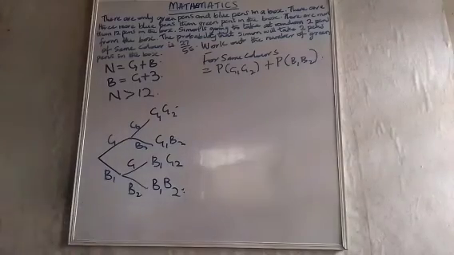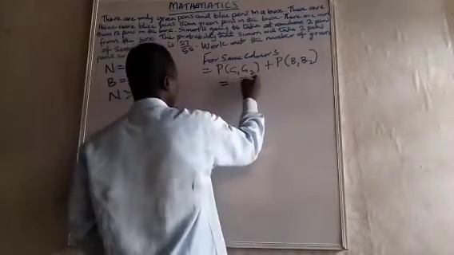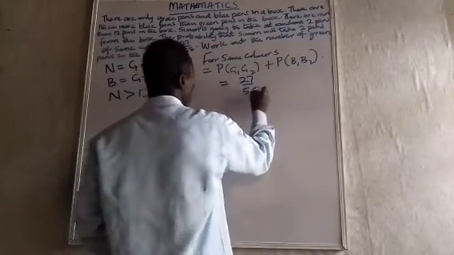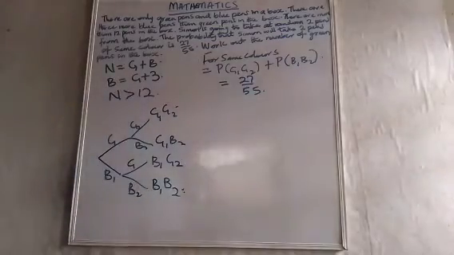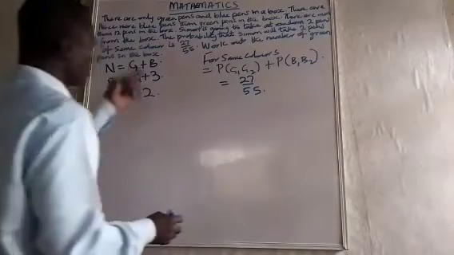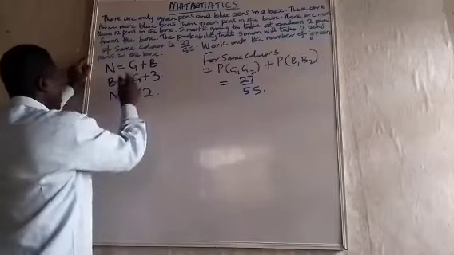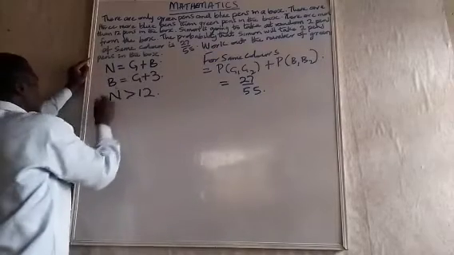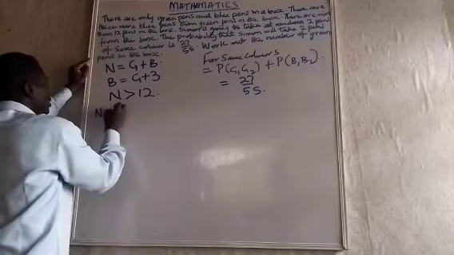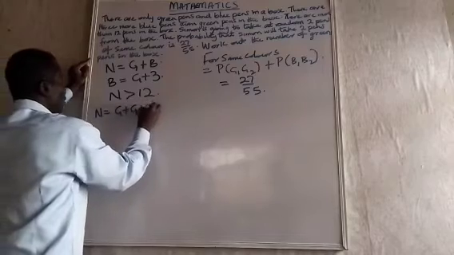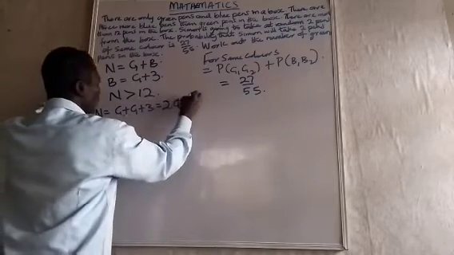So everything is now clear for us. And we are told that this one is equal to 27 over 55. So we have to find the number of green pens in the box. Now let's make everything in terms of G. We have made blue in terms of G. Let's make N in terms of G. N will be equal to G plus 3, which is 2G plus 3.